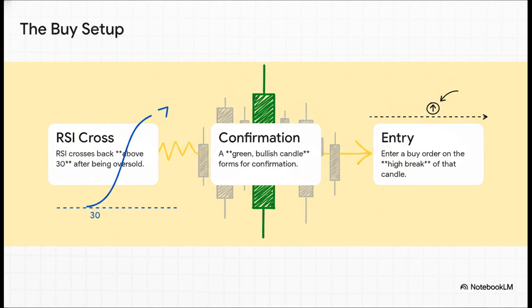Second, we absolutely need confirmation. We're looking for a solid green candle, a bullish candle, which just means the price moved up. Third, our actual entry is when the price breaks just above the high of that green confirmation candle. You see, that little bit of patience is what turns a random guess into a real strategy.